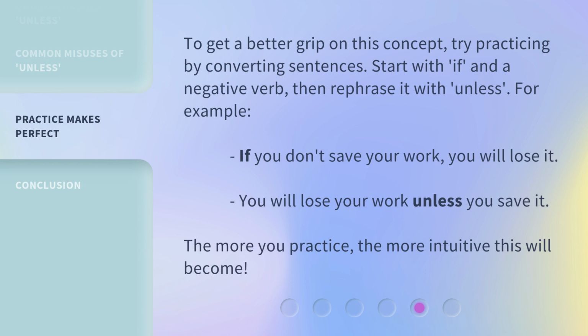To get a better grip on this concept, try practicing by converting sentences. Start with if and a negative verb, then rephrase it with unless. For example, if you don't save your work, you will lose it. You will lose your work unless you save it. The more you practice, the more intuitive this will become.